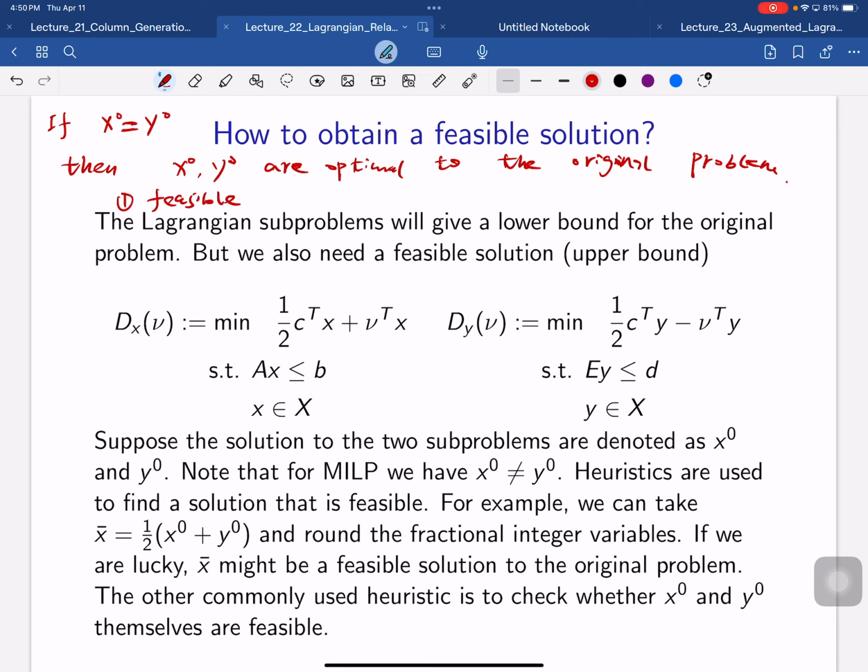Why is that? Because they satisfy all the primal constraints, right? So x naught satisfies this part of the constraints, y naught satisfies this part of the constraints, and then they are equal. They must satisfy all the constraints in the primal problem. So they are feasible. Okay, so how do we show they are optimal?